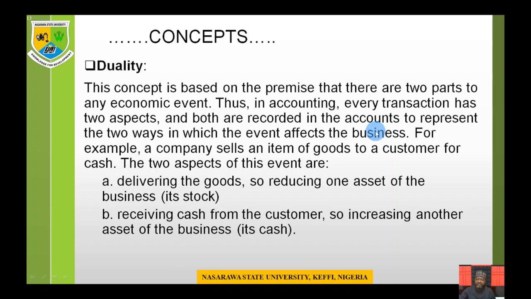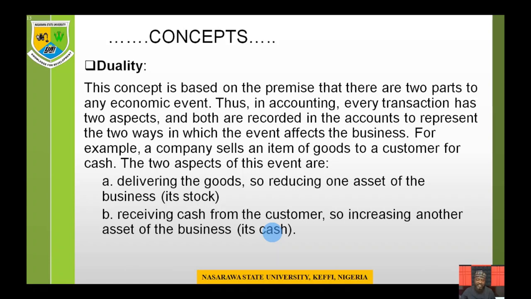In simple terms, in every transaction, we believe there is the receiving side and there is the giving side. For example, if a company sells an item of goods to a customer for cash, the two aspects of these events are delivering the goods, which will reduce the assets of the business, i.e. the stock, and receiving cash from the customer, which will increase another asset, which is cash. So each transaction has two faces, the receiving face and the giving face.